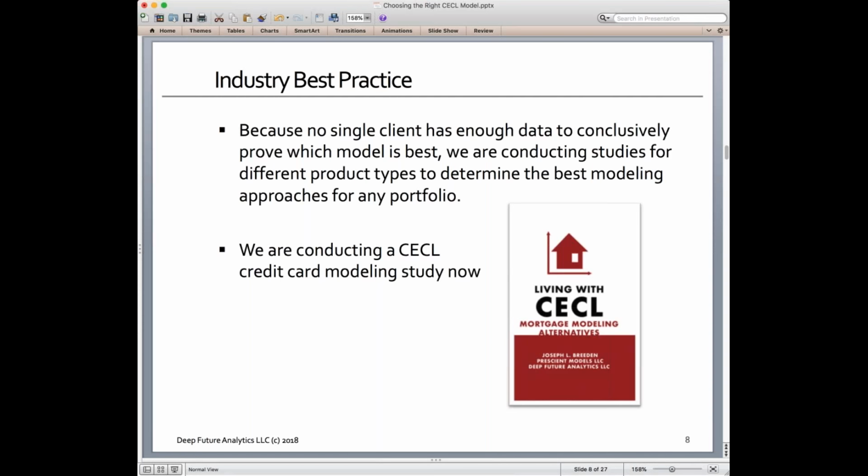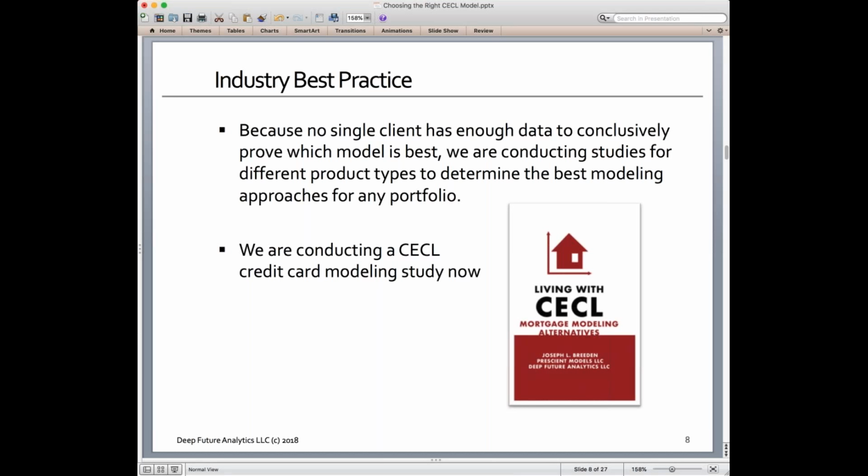Along these lines, the mortgage modeling alternatives, I've given some other talks on this. Last year we released this study, and in Q1 we released the book form, and again, made this as cheap as we could. This is not to make profit, as you'll see.